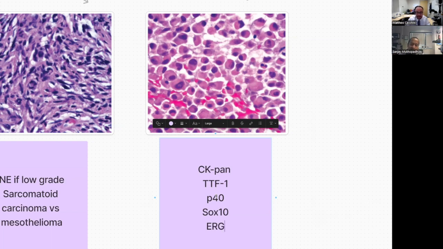Agree completely. And then, oh, sorry, I missed one. The BRG1, SMARCA4 one. Yeah, of course, that's a big one. Very high yield stain in this setting. Very high. Agree.